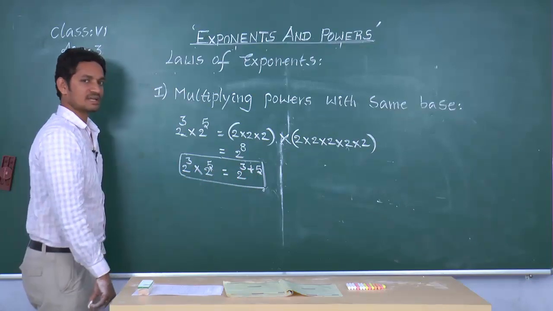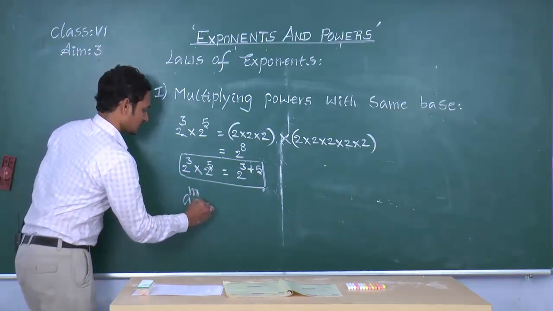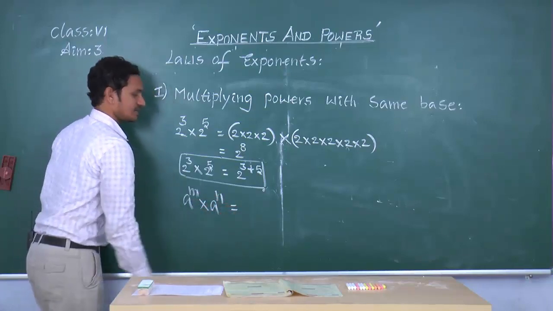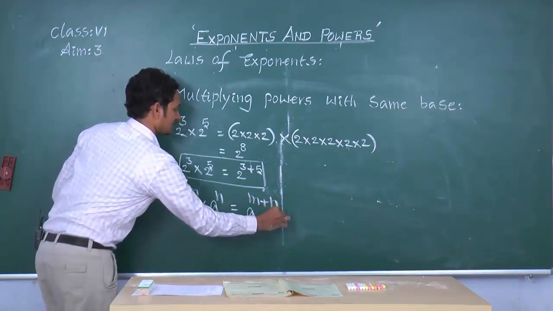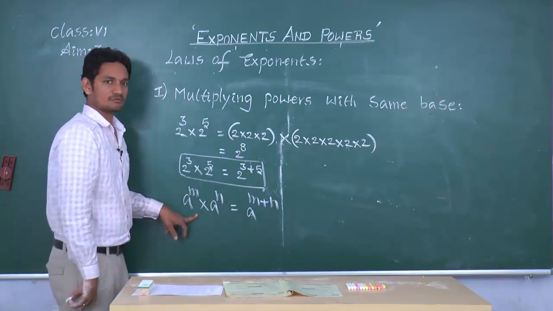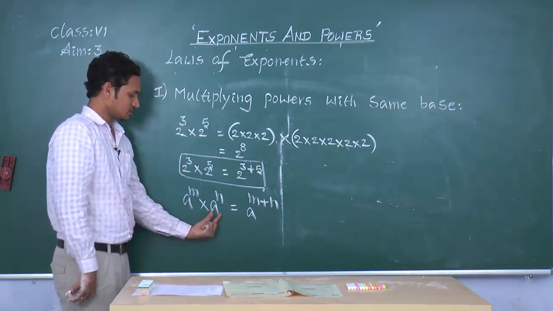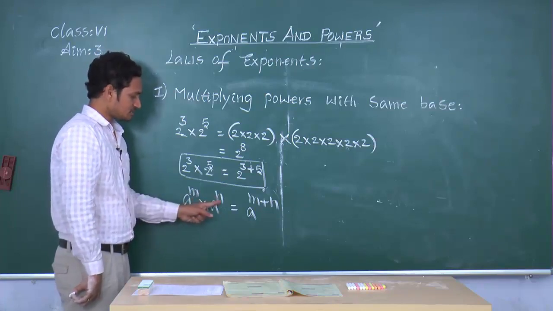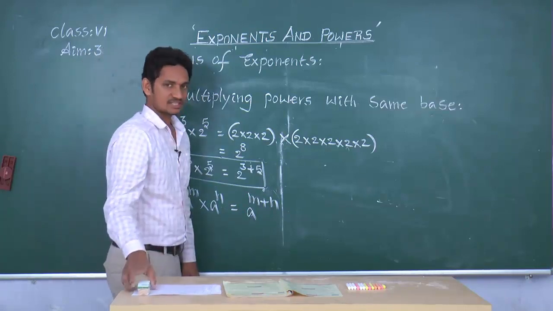We generalize and we can say it as: a power m into a power n, we can write it as a power m plus n. This is the first law. Whenever you multiply 2 powers with same base, here the base is a, here also base is a, powers must be added. This is the first law.